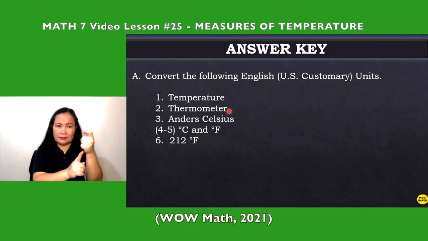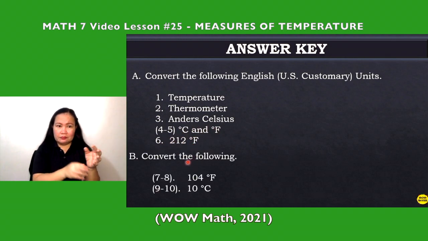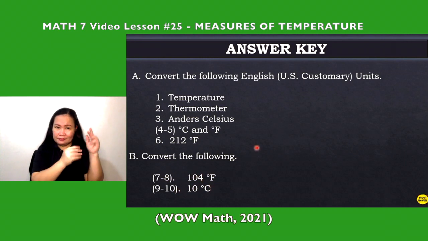So for number 1, temperature thermometer under Celsius. For numbers 4 and 5, degrees C, and then F. And then for number 6, 212 degree Fahrenheit. And then for our solutions, we have 104 degree Fahrenheit, and for 9 and 10, 10 degrees Celsius. So I hope you got perfect.